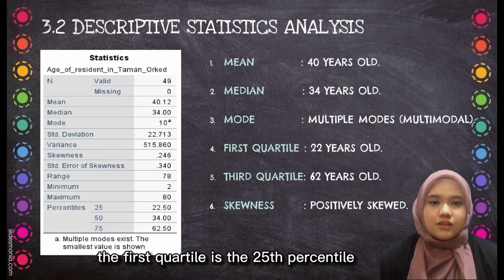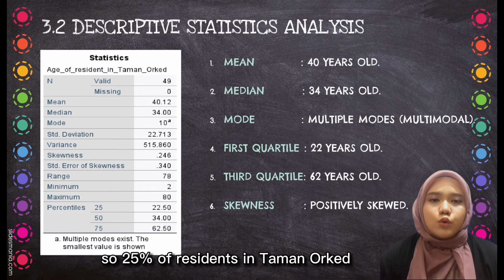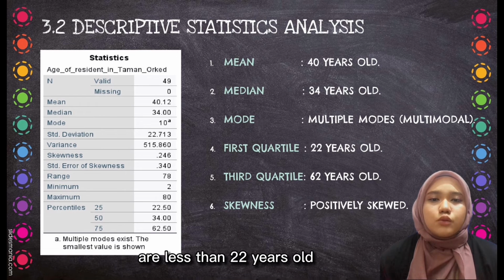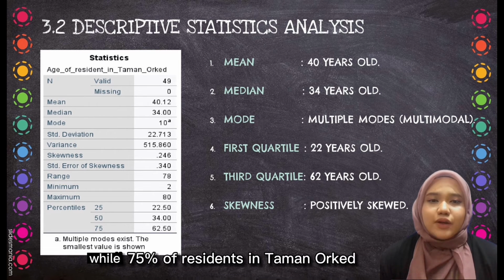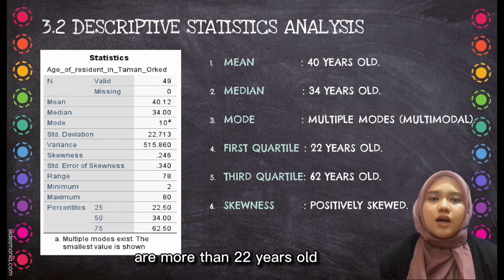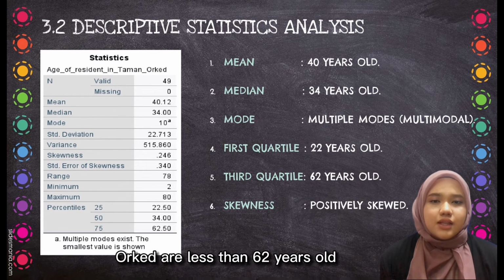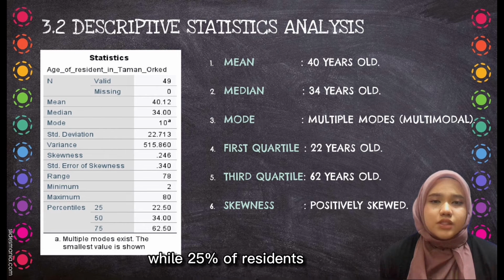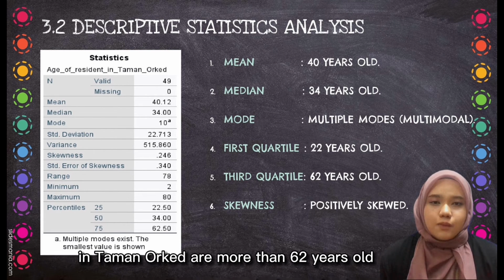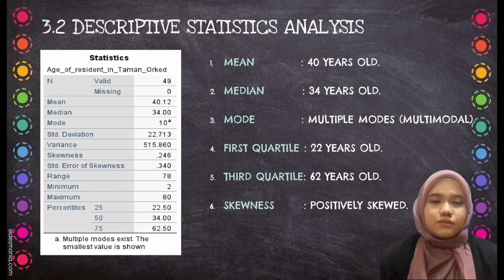The first quartile is the 25th percentile, so 25% of residents in Taman Orchid are less than 22 years old, while 75% of residents in Taman Orchid are more than 22 years old. And it is vice versa for the third quartile, which is 75% of residents in Taman Orchid are less than 62 years old, while 25% of residents in Taman Orchid are more than 62 years old.